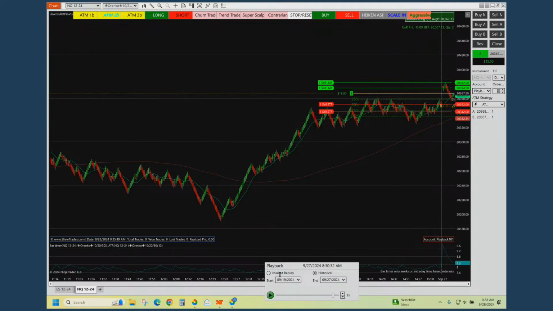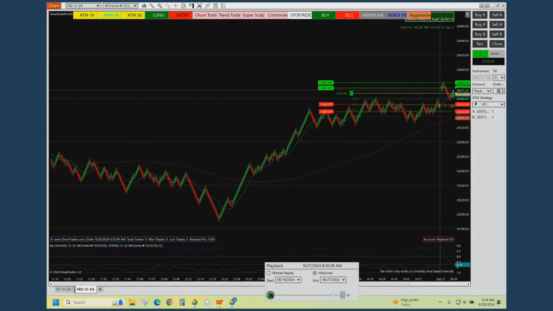So we'll see if, when it reaches these green lines, the position will close for profit. If it reaches the red line, it closes for a loss. So let's see if we reach a profit or a loss.